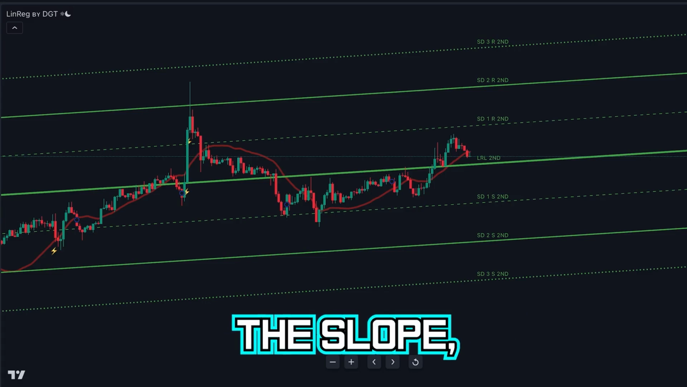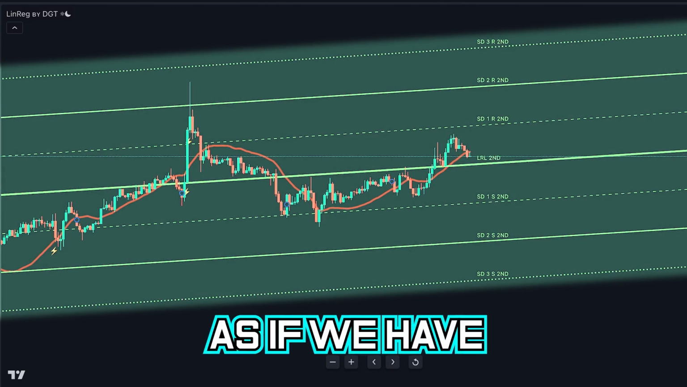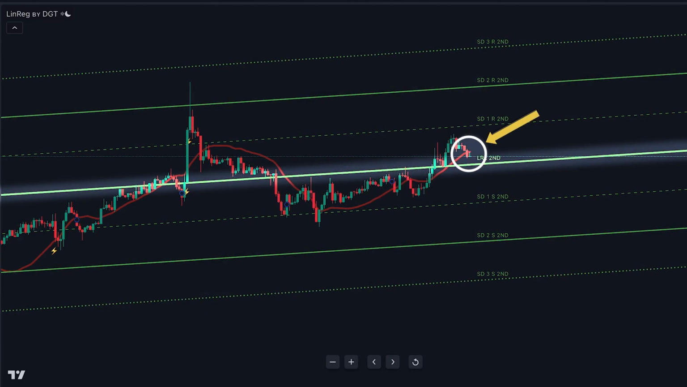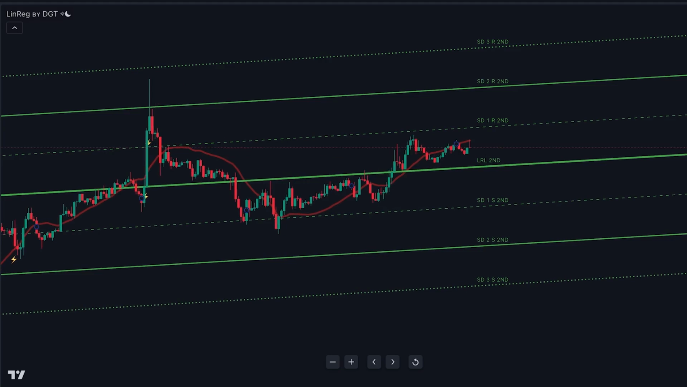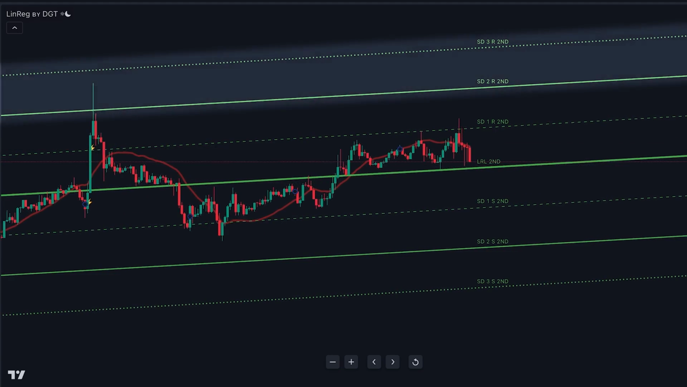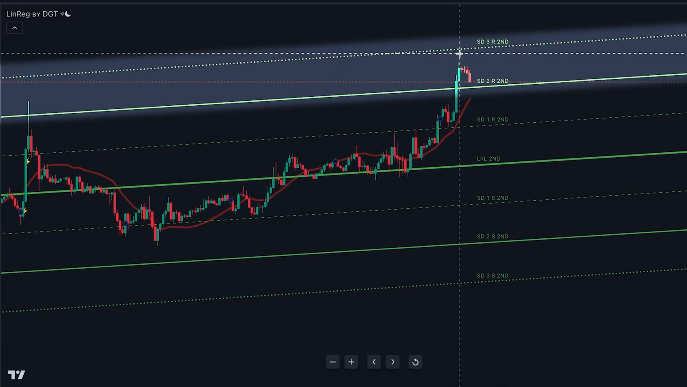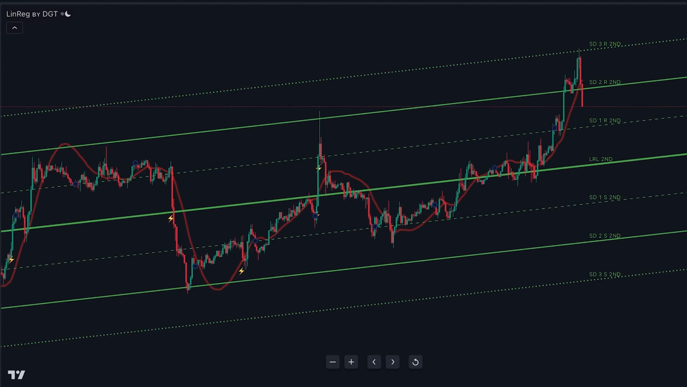However, aside from the slope, it can also be used to determine trend, as if we have a bullish channel and the price trend is maintaining above the equilibrium, this could indicate a bullish trend. You would not expect a reversal until price gets to the 3rd standard deviation, at which point we can use the internal channel for further confluence on reversals.